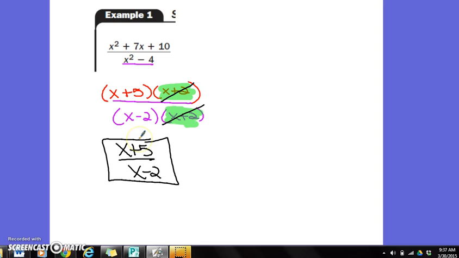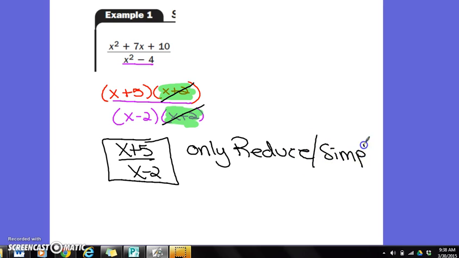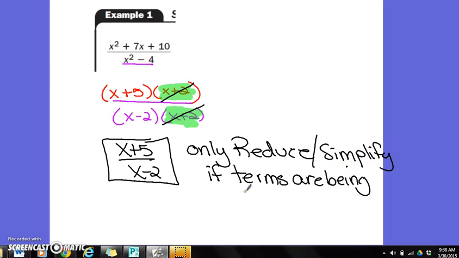Because they are separated with plus and minus signs, you cannot divide out the x's. You can only reduce or simplify if terms are being multiplied. That's the only time you can do it.